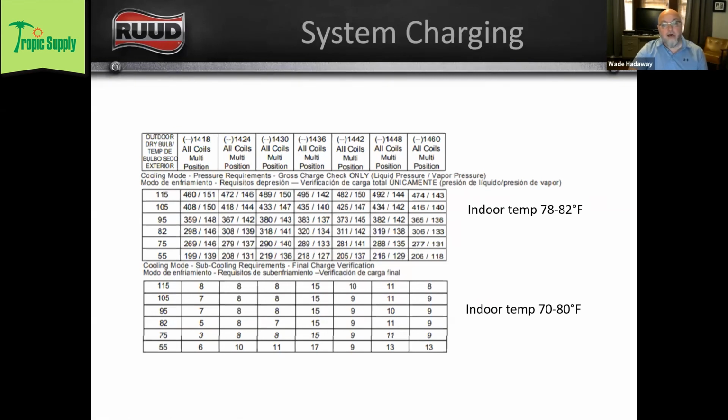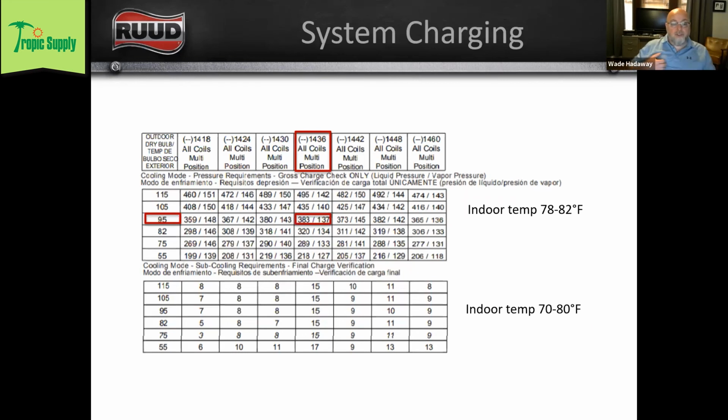Downflow, horizontal left, upflow, horizontal, downflow, horizontal right, upflow, horizontal left. But for this example, it's all coils that match with this unit, all positions. And right, so we're going to look at the 1436 at 95 degrees.